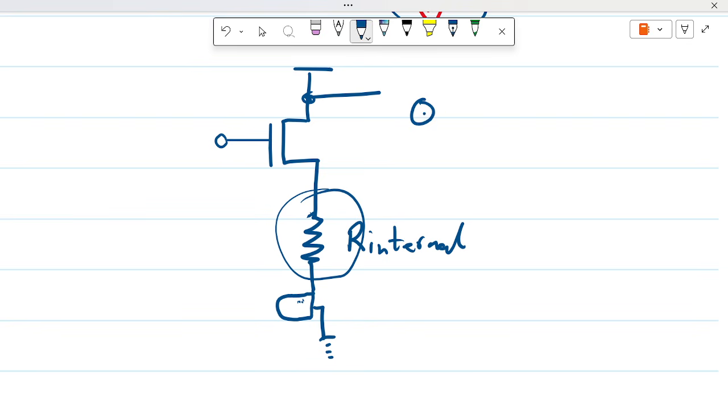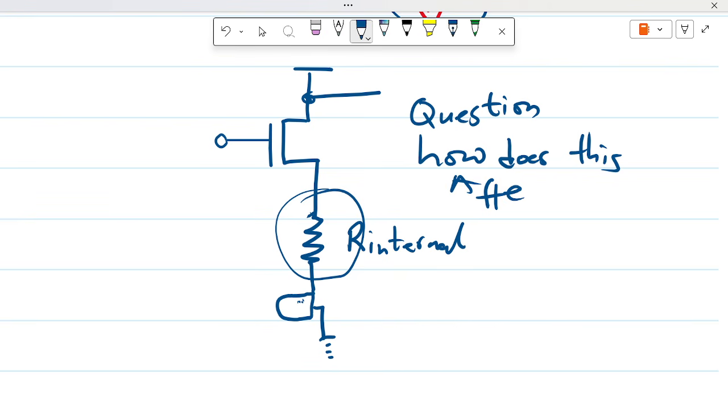So the question for today is, how does this affect the gain? Or moreover, does it even affect the gain in any way? Okay, so until then, see you next time.